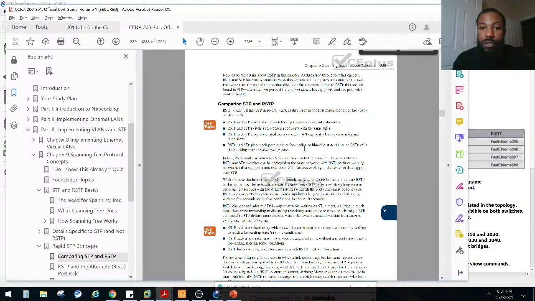I was doing a little bit of research on the convergence times for STP and RSTP, which are different flavors of spanning tree. Again, there's more than just those two, but those were the two I was looking at. We were kind of debating the time that these two flavors of spanning tree take to converge, right?